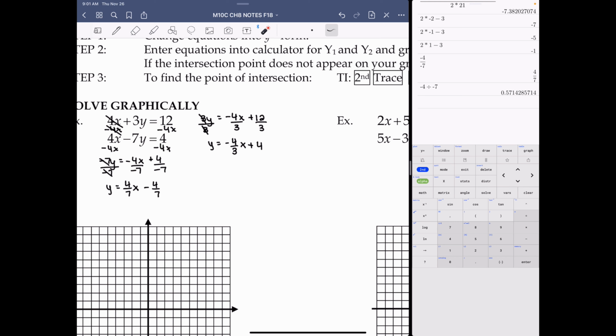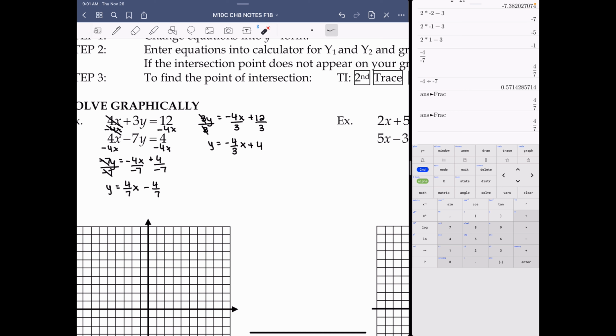On TIs, to change a number to a fraction, you go math, and then it says frac, the one you're highlighted on, you just hit enter, enter. Oops, I hit it twice. But it changes it from a decimal to a fraction if it can. If it can be written as a fraction, it'll change it to a fraction for you.